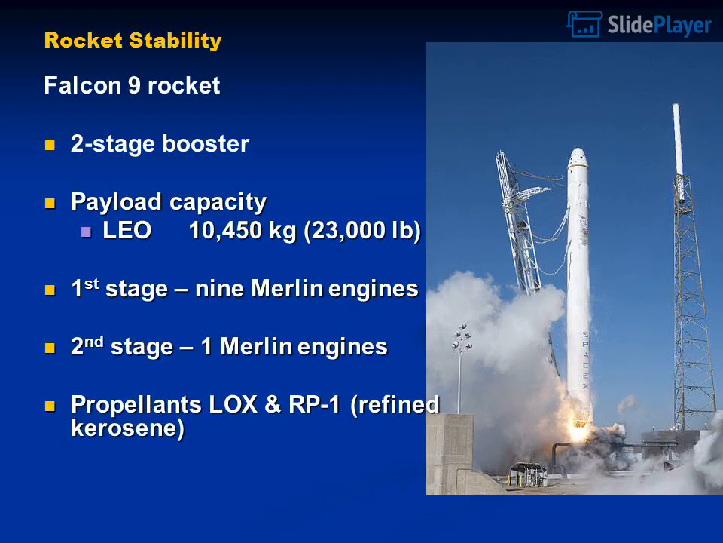Falcon 9 rocket. First stage, 9 Merlin engines. Second stage, 1 Merlin engine. 2-stage booster. Payload capacity to LEO: 10,450 kilograms, 23,000 pounds. Propellants LOX and RP-1, refined kerosene.